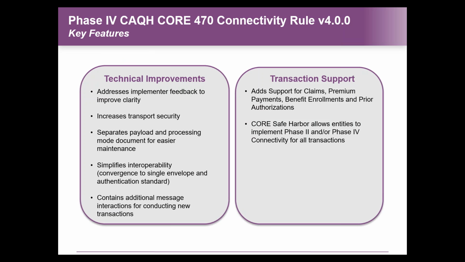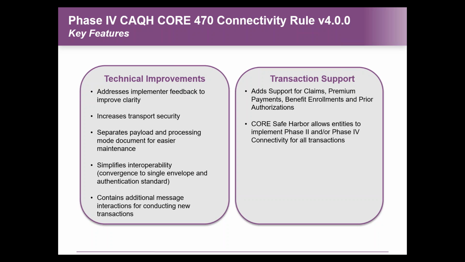Now the technical improvements that we've described on the left are for the topic of Phase IV CORE Connectivity version 4.0. The implementer feedback that we took in came from FAQs and questions received by CORE participants and implementers. The transport security was improved by adding support for newer versions of TLS. The payload and processing modes are now included in a separate document. And simplification for implementers occurred.